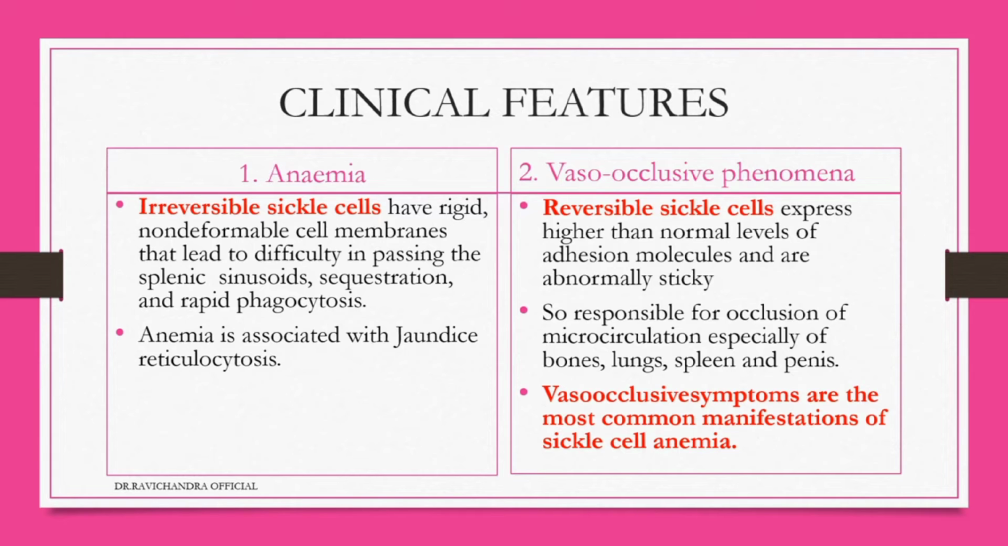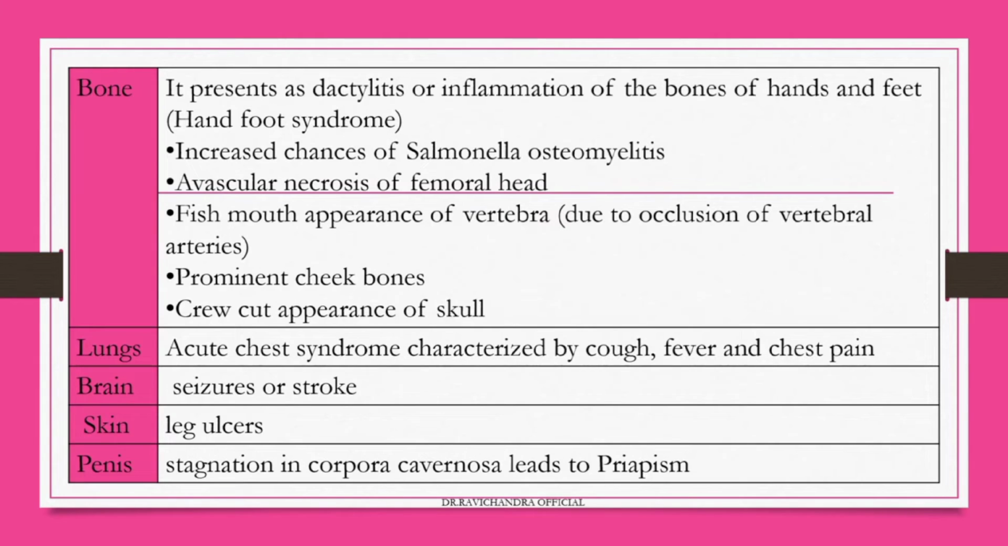Vaso-occlusive phenomena: reversible sickle cells express higher than normal levels of adhesion molecules, and they are abnormally sticky. This results in occlusion of the microcirculation, especially in bones, lungs, spleen, and penis. Vaso-occlusive symptoms are the most common manifestations of sickle cell anemia. In the bone, there will be dactylitis, that is inflammation of the bones of the hands and feet, also called hand-foot syndrome. There are increased chances of Salmonella osteomyelitis.